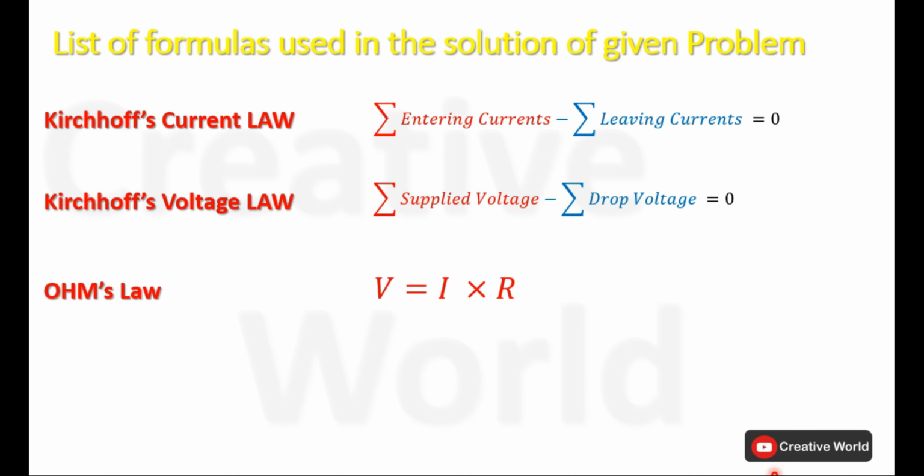According to Ohm's law, voltage across any resistance R is always equal to the product of current through that resistance and the value of resistance. We also will be using the electrical power formula. The basic electrical power formula is voltage multiplied by current.